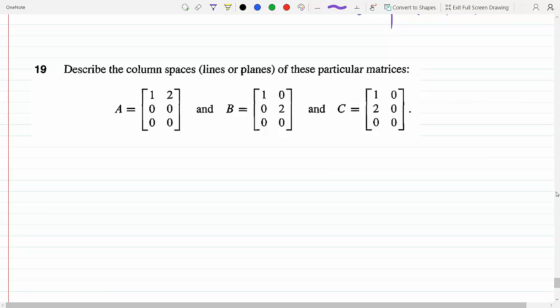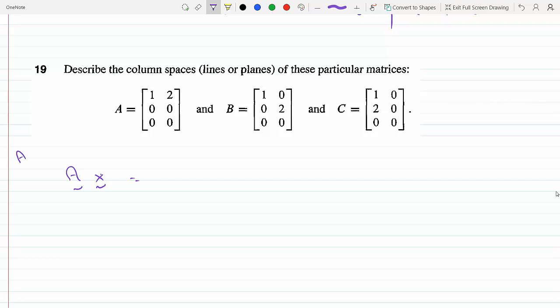Describe the column spaces of these particular matrices. Okay, let's start with A. What's a column space? A column space is given by the following: the matrix A times the column matrix. So I'm starting with A here.